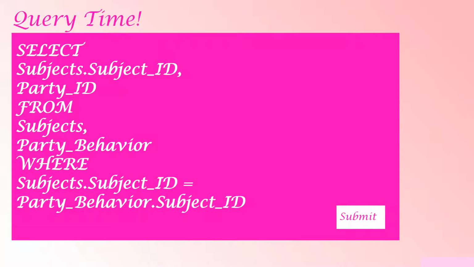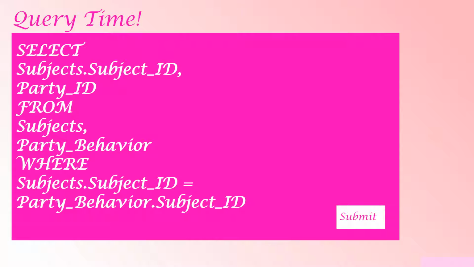You will actually have to specify the table where you want the column to come from by adding the table name, then a period, then the column name. So we would write select subjects.subject ID, party ID from subjects, party behavior.